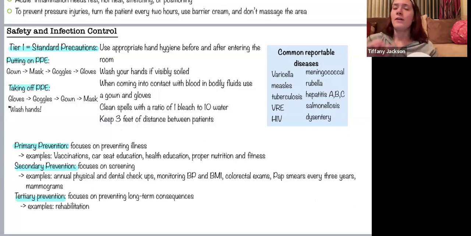Primary, this is preventing illness before it occurs. This is going to be making sure patients are up to date on vaccines. We're educating new moms on car seats, proper nutrition, proper fitness. Secondary, think screening. We want to catch it early if they have it so we can give them the best chance of success. So this is going to be our annual checkups, blood pressure monitoring, pap smears, mammograms, etc. Finally, tertiary, we really want to prevent long-term consequences. This includes rehabilitation.